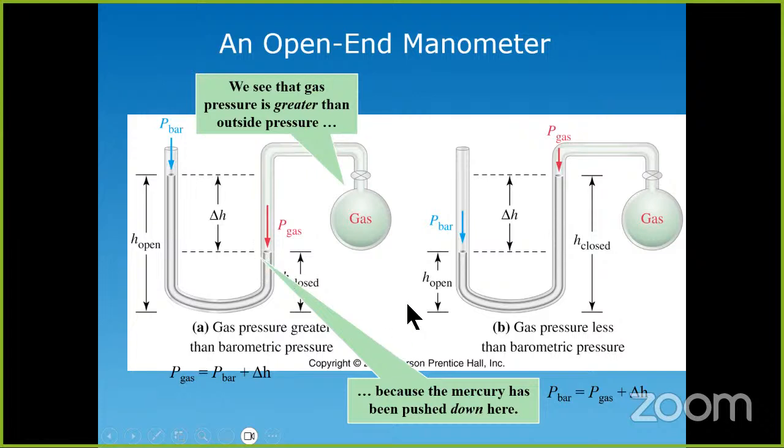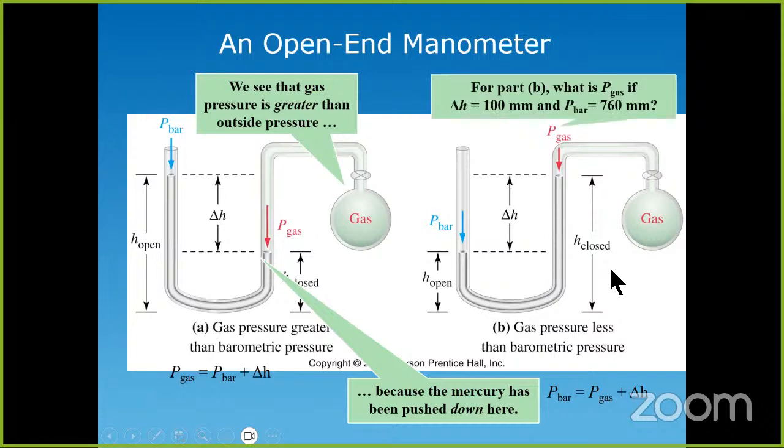Now, on the other side, we have a situation where things are flipped around, in the sense that the liquid level here is at a higher level compared to the liquid level on this side, which is open to the atmospheric pressure. So what that tells us is that the pressure exerted by the atmosphere here is greater than the pressure exerted by the gas here, and the difference between those two pressures will be given by delta H. So in other words, the barometric pressure would be equal to the pressure of the gas plus delta H, and the result is this relationship right here.